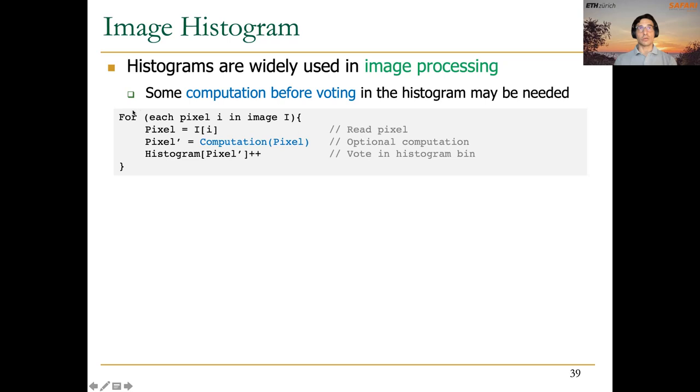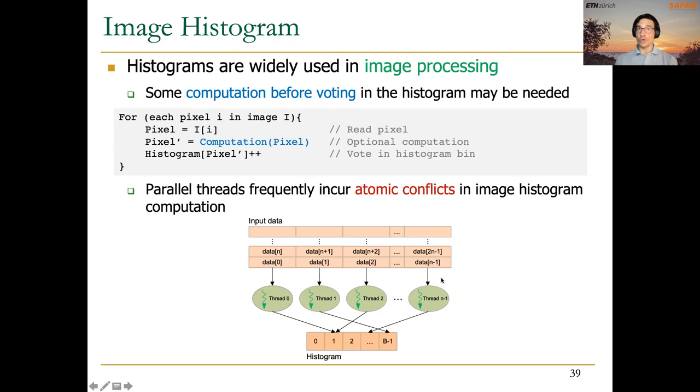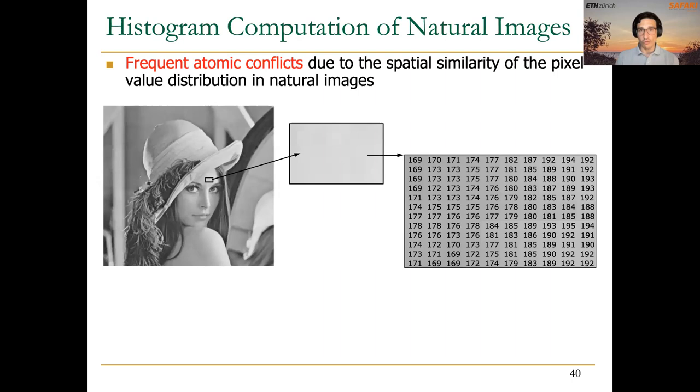If we want to do it in parallel, we can do it as well. But as we know, we have to be careful because there might be conflicts here. And that's why we need to use atomic operations. And actually, these atomic conflicts are going to be pretty frequent when we are processing natural images, because natural images show some spatial similarity of the pixel values. Here you see a very nice example in the forehead of this woman. We see that all the pixels have very similar values.